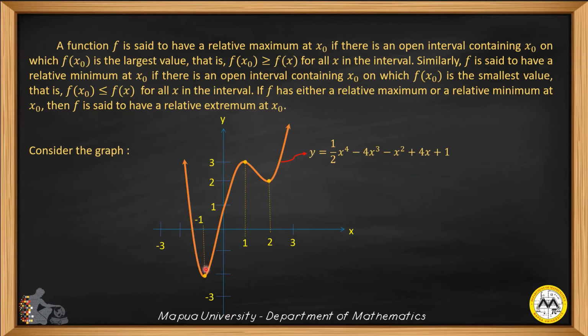Let us consider having this curve for the function y equals 1/2 of x to the fourth minus 4x cubed minus x squared plus 4x plus 1. If we trace the curve going from left to right in the direction of positive x, over here we go downhill, indicating that the function is decreasing and that y prime values at this particular section would be negative. At this point, the tangent line would be horizontal and therefore y prime would be 0.